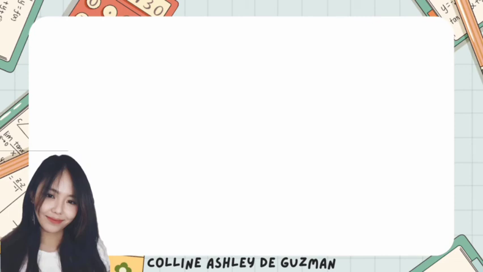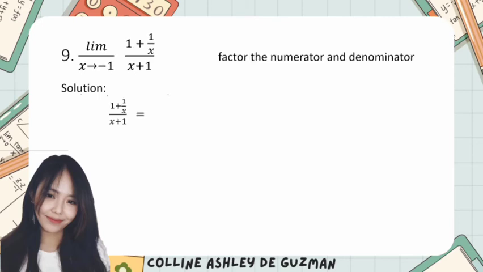So, for problem number 9 and 10, magtatagalog na lang ako para mas maintindihan. So the problem is the limit of 1 plus 1 over x over x plus 1 as x approaches to negative 1. So para makuha natin ang solution, we have to factor the numerator and the denominator. Pag finactor natin, magiging 1 plus 1 over x multiplied by x plus 1. So, cancel lang natin yung magkaparehas. Then, ang magiging answer is 1 over x. Then, lagay lang natin yung value ng x na negative 1. Then, the final answer will be negative 1 because 1 over negative 1 is negative 1.